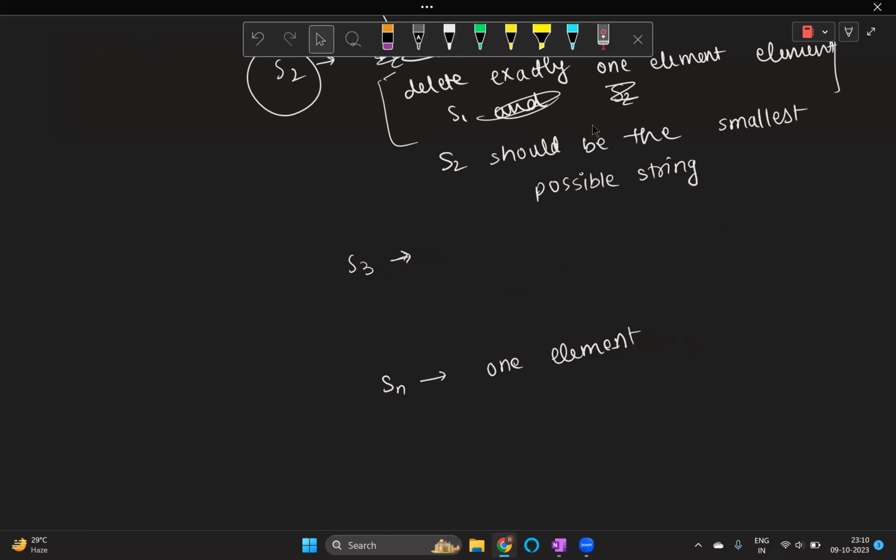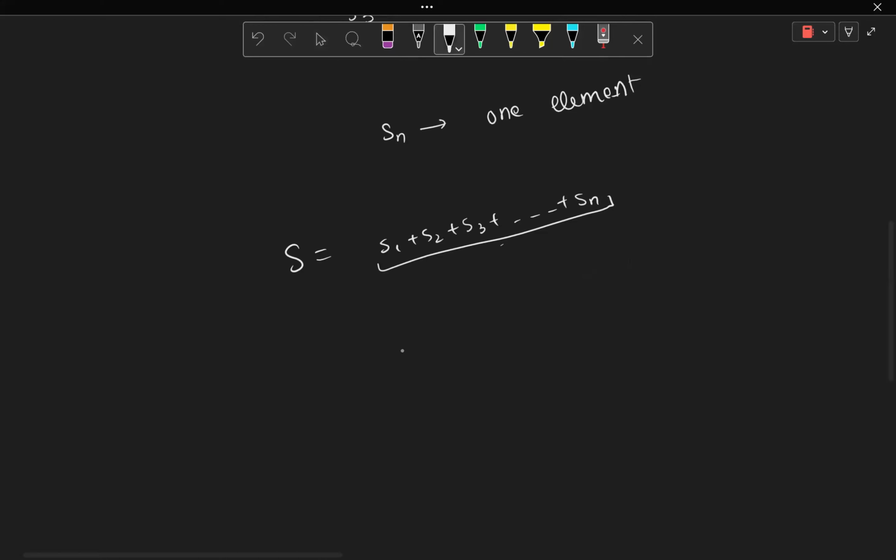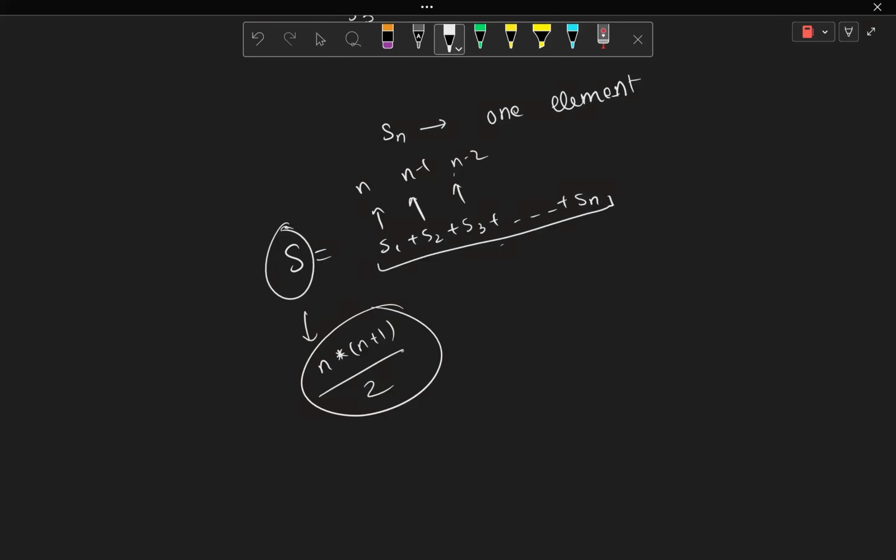Now, what we are saying is that you will have S equal to S1 plus S2 plus S3 and so on till Sn. You don't really have to create this string, because the length of S1 was n, the length of S2 will be n minus 1, then n minus 2, and so on. The length of S will become n times n plus 1 by 2, which you cannot really create because n is less than or equal to 25. This is very large.